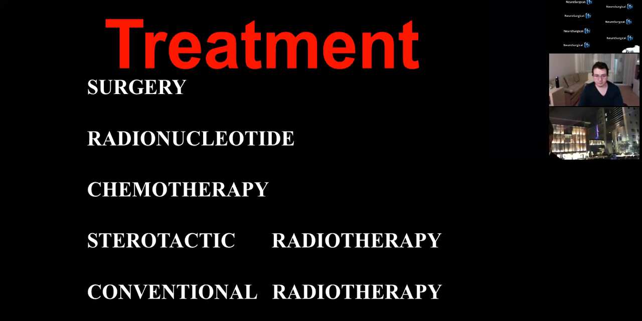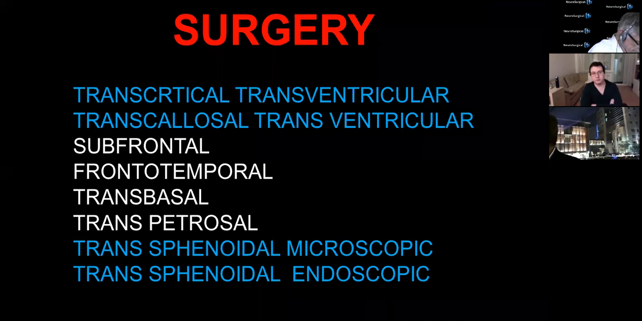So, what is the treatment of these craniopharyngiomas? Basically, surgery is the mainstay, but there are others: radionuclides, chemotherapy, stereotactic radiotherapy, conventional radiotherapy, and so on. Surgery can use different approaches. You can go through the cortex into the ventricle, you can go between the two hemispheres, you can go subfrontal, transorbital, transpetrosal, or through the nose, transsphenoidal microscope or transsphenoidal endoscope.